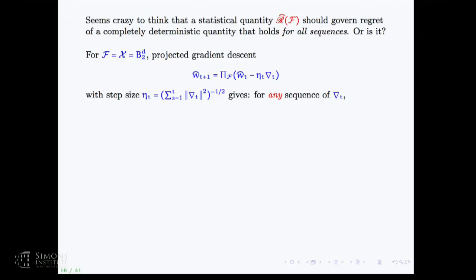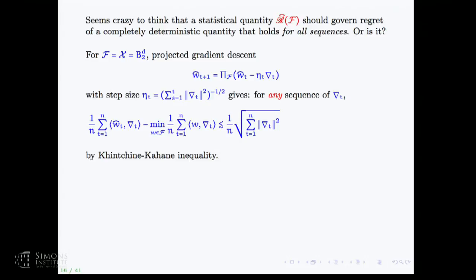Then a variant of the two-line proof that I showed gives the following regret inequality. Again, for any sequence of nablas, the regret bound can be written in terms of the nablas itself. I think it's somewhere in Nemirovsky, probably. 1968. Yes. When you say for any sequence, you don't even use integrability condition. Deterministic. But these are arbitrary vectors. They don't have to be gradients of anything. Yes.